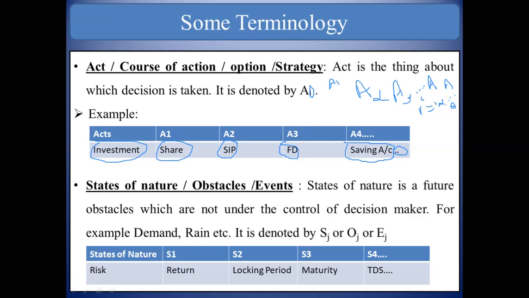So basically act is nothing but the thing about which a decision is needed or required to be taken. So all these are options for the investment, and that is why it is known as act or course of action or option, or sometimes you can say strategy. Okay, so I hope it is now clear in your mind.